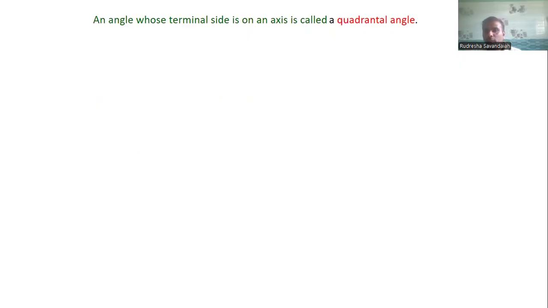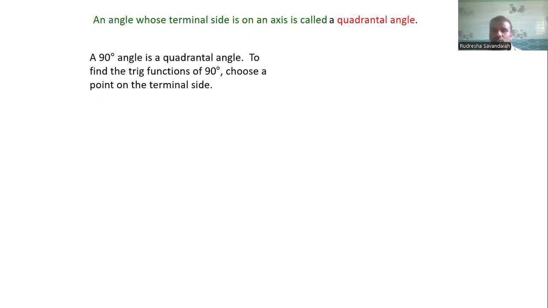An angle whose terminal side is on the axis is called a quadrantal angle. A 90-degree angle is a quadrantal angle. To find the trigonometric functions of 90 degrees, choose a point on the terminal side. This is (0, 0) to (0, 1).